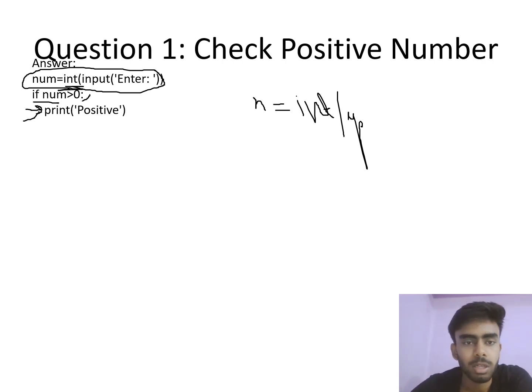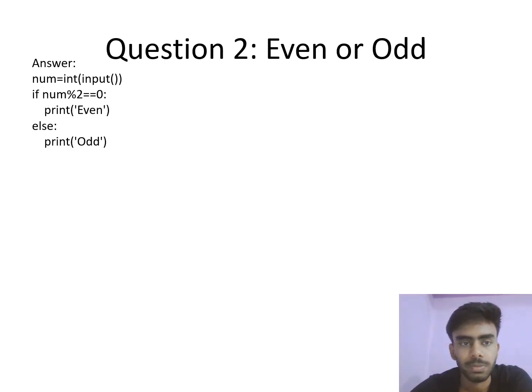Now let's come to the next question. This is our second question: find the even or odd number. First of all, take input from the user, then write your code over here. Our code is if num % 2 equal to 0, then indentation, print even.